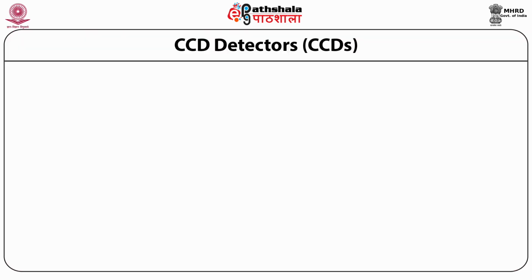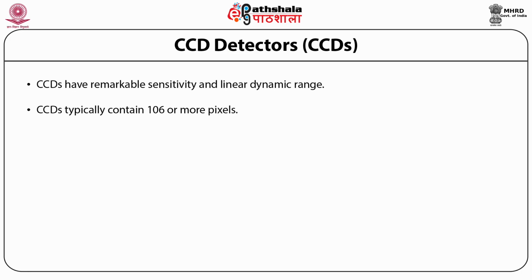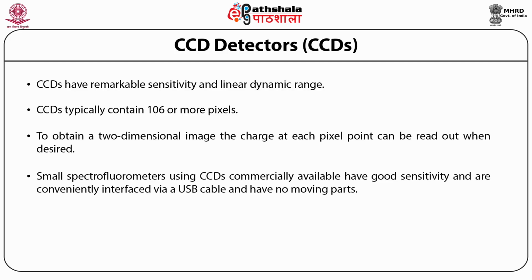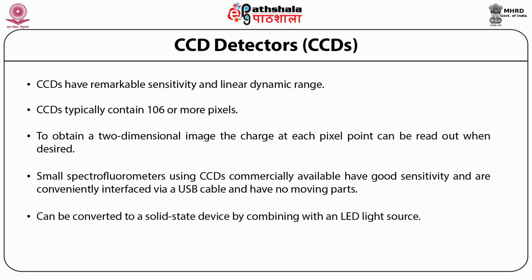CCD detectors. CCDs have remarkable sensitivity and linear dynamic range, which is 10 to the power 6 or more pixels. To obtain a two-dimensional image, the charge at each pixel point can be read out when desired. Small spectrophotometers using CCDs are commercially available. They have good sensitivity, are conveniently interfaced via USB cable, and have no moving parts. They can be converted to a solid state device by combining with an LED light source.